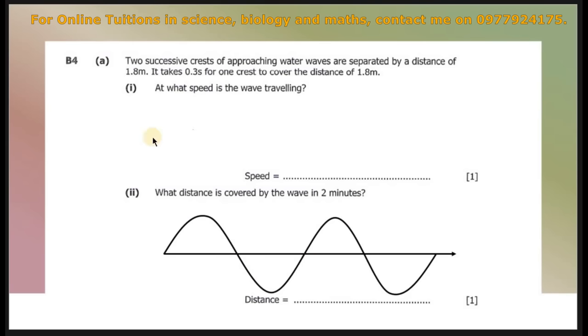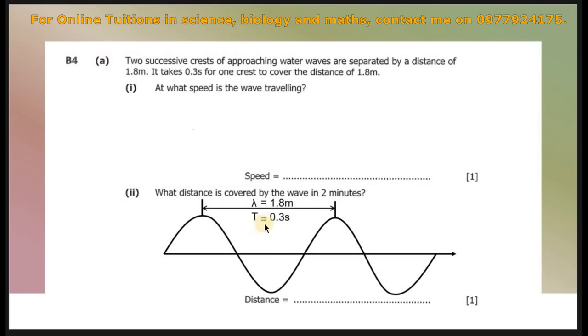Okay, so then they're telling us that two successive crests of approaching water waves are separated by a distance of 1.8 meters. So these are the crests, successive. So these are crests separated by a distance, which is the distance from here to here. It's also the wavelength. So this wavelength is a distance of 1.8 meters. Then they are saying it takes 0.3 seconds for one crest to cover the distance of 1.8 meters. So for the crest to move from here to here, it is taking time, which is also known as the time period. Okay, the time taken to make one complete wave. So the time period is 0.3 seconds.